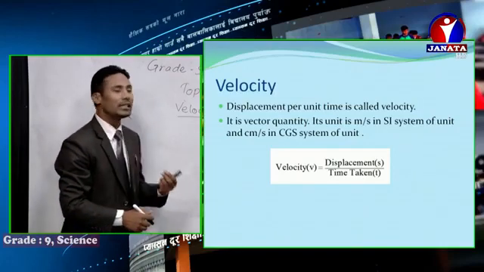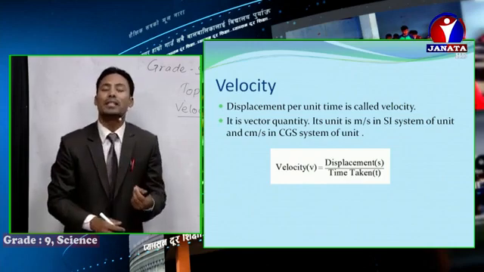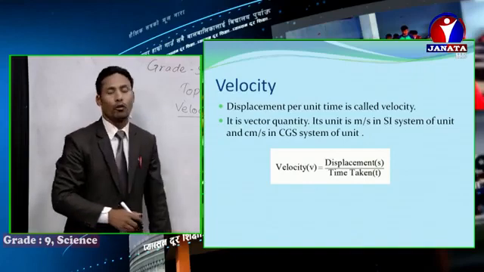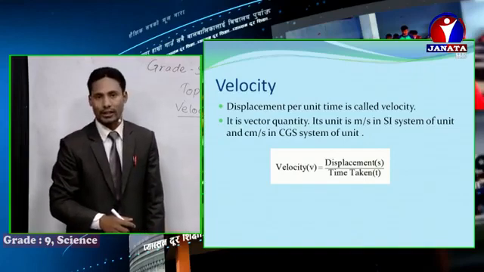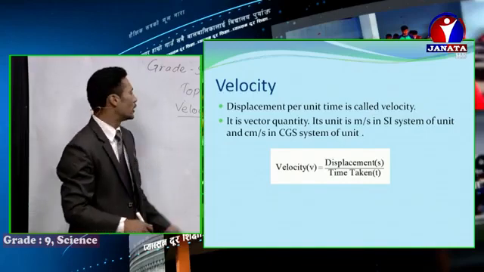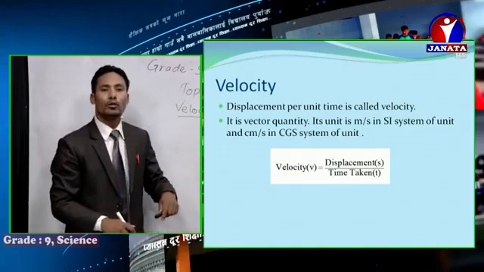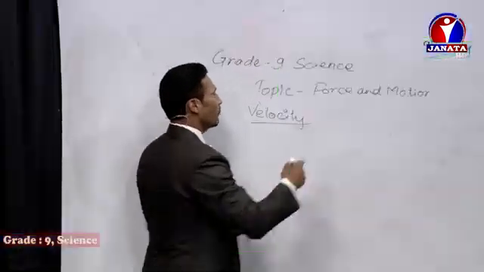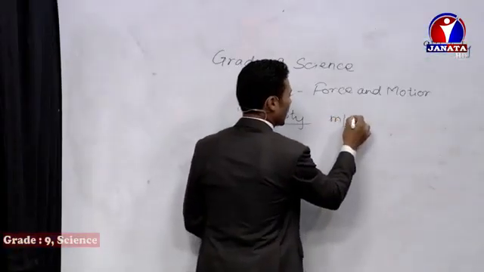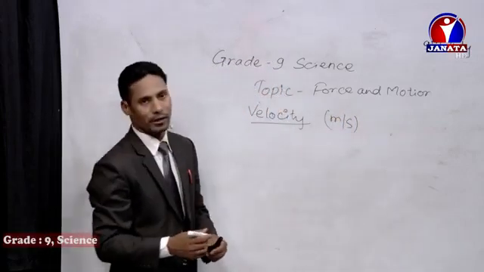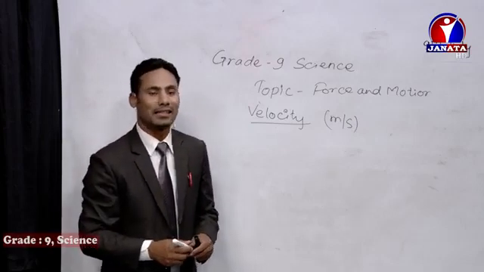And this velocity depends upon the displacement, which is the vector quantity. That's why this velocity is also the vector quantity. Being that it depends upon the displacement, which is the vector quantity, the velocity is also the vector quantity. So we measure this in meter per second in the SI system of unit, whereas centimeter per second we can use in the CGS system of unit.